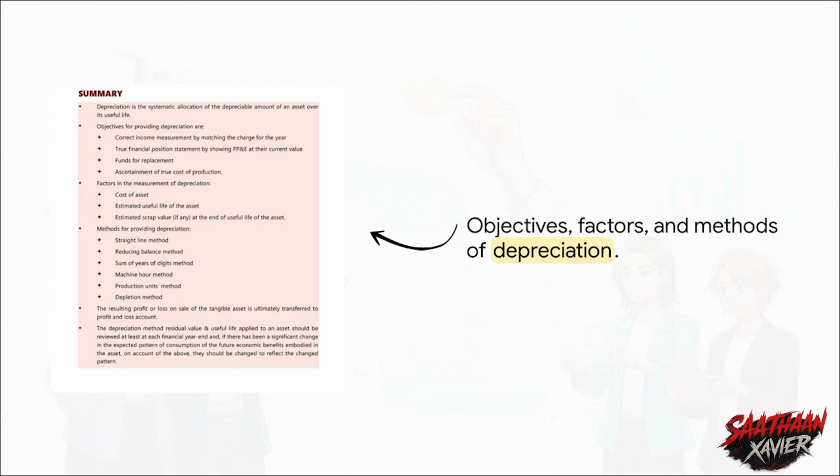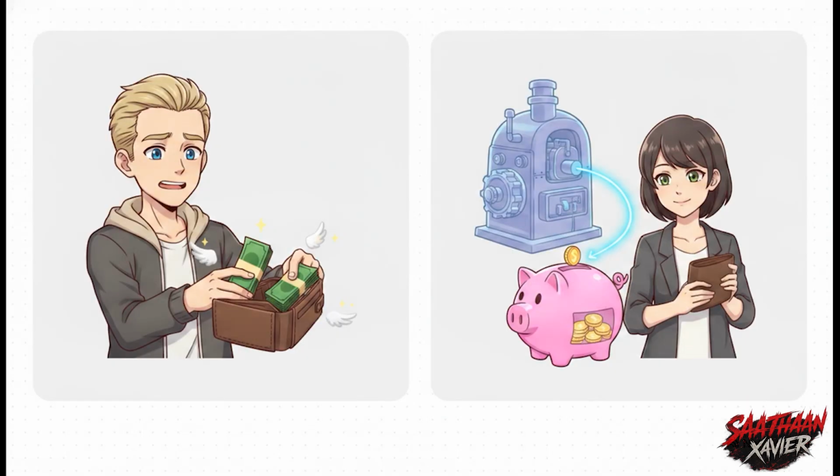But the third point, this is the secret weapon: funds for replacement. By recording depreciation, we are essentially holding back profits from being distributed to owners. It's like building a silent savings fund. So when that old asset finally breaks down and dies, you already have the financial foundation to buy a new one.